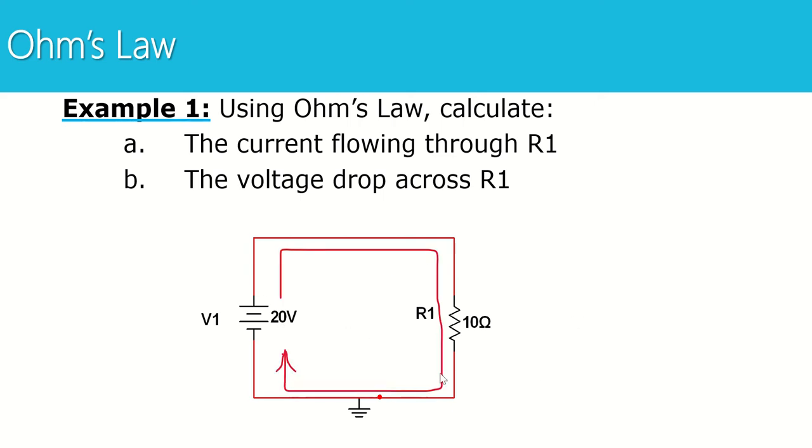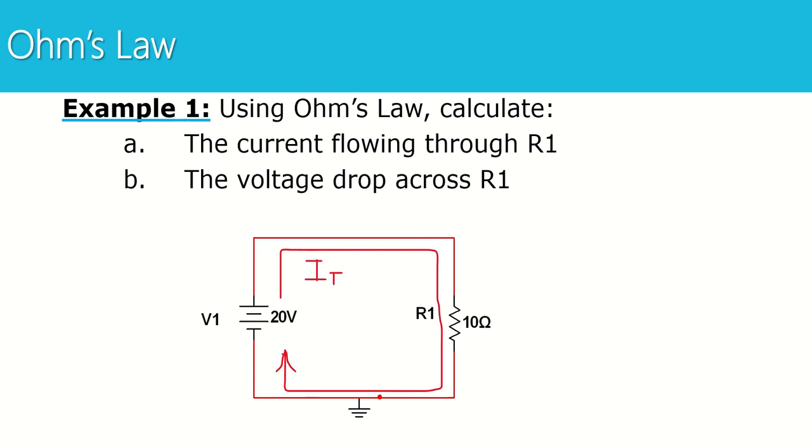Here's our flow of current. Current is always going to leave the positive terminal of the voltage source, and the positive terminal is always the terminal with the longer edge. So if you think about a battery, it has a positive terminal and a negative terminal. Our voltage sources are similar. They have a positive terminal and a negative terminal, and current is always going to leave the positive terminal, flow around the circuit, and return to the negative terminal.